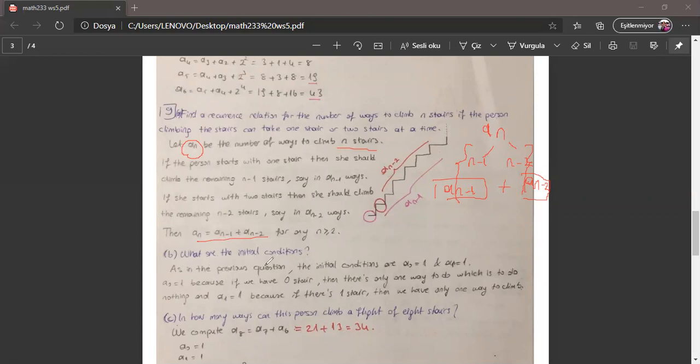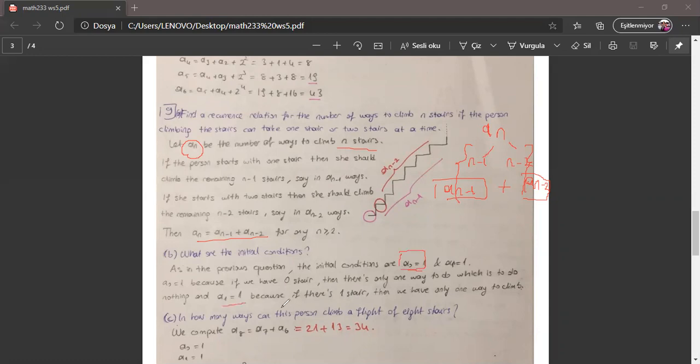Okay, now what are the initial conditions? We see a0 should be equal to 1, as if there is no stair, there is only one way to do. What's that? It's to do nothing. So a0 is 1.